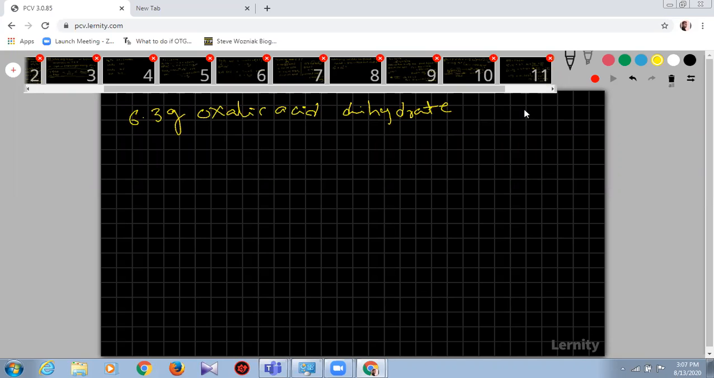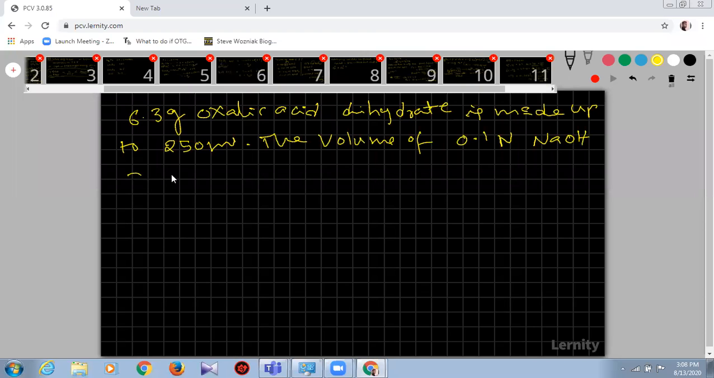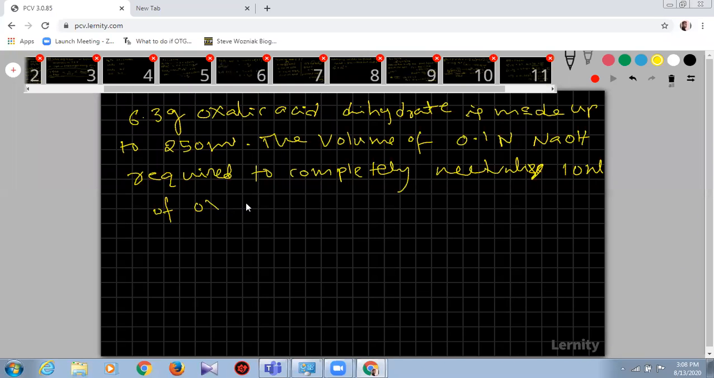Okay, is made up to 250 ml. The volume of 0.1 normal NaOH required to completely neutralize, that means when acid and base both are reacting, 10 ml of this solution, in the sense of my here, oxalic acid solution. Okay, this is the case.